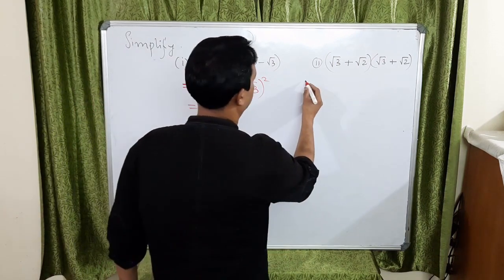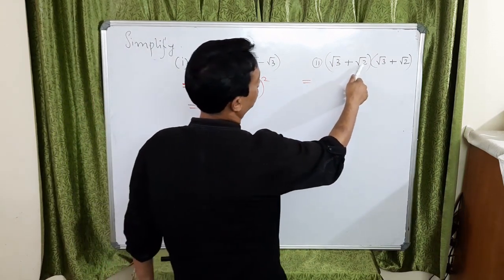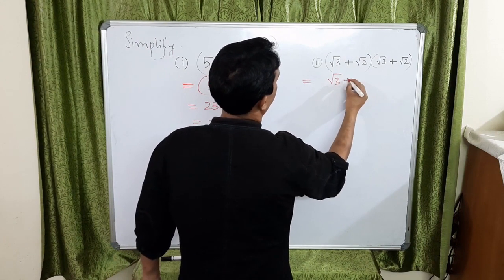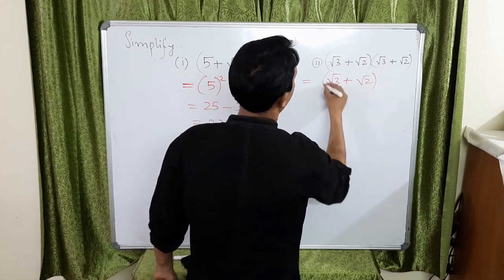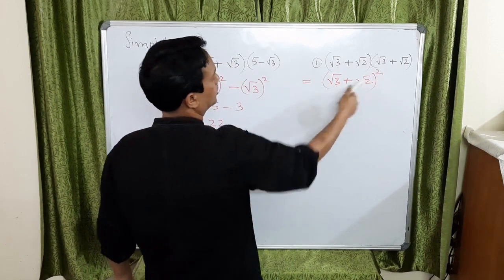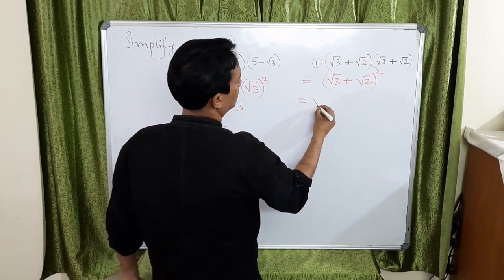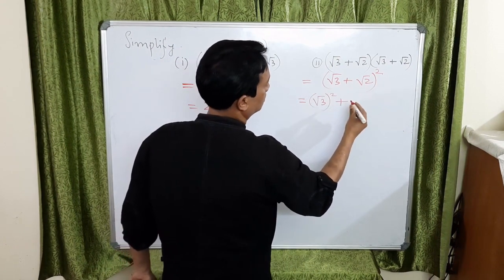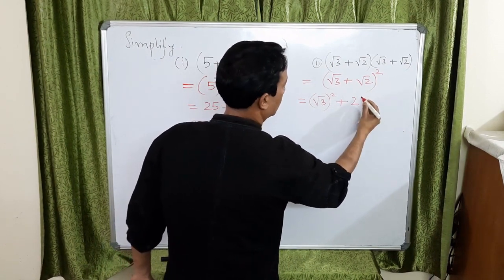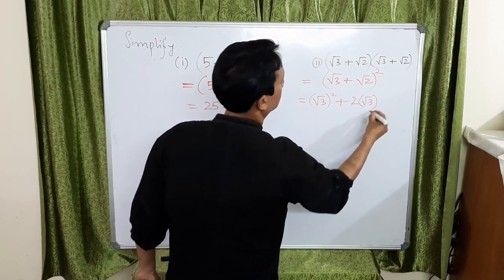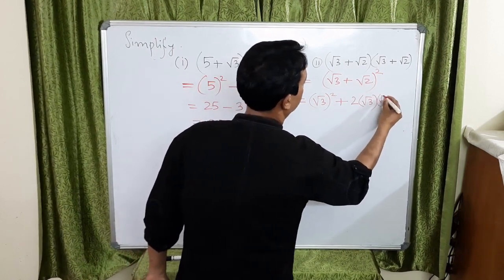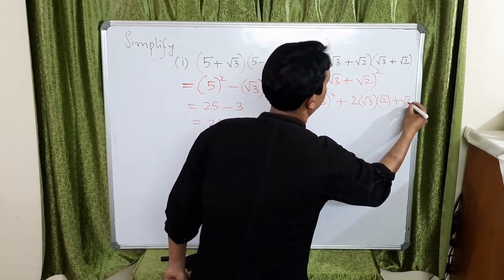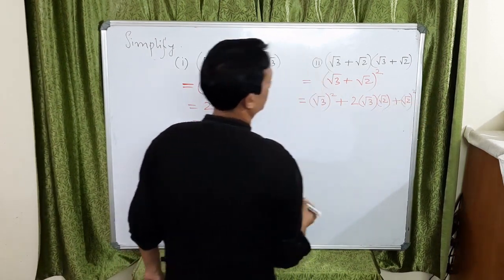If you look at this question, root 3 plus root 2, again root 3 plus root 2, we are multiplying the same thing twice. So when you multiply the same thing twice, we say whole thing square. Now, a plus b whole thing square formula. What is a plus b whole thing square? A square, the first one square, plus 2a, A is root 3, into b. What is b? B is root 2. Plus b square. B means root 2 here, so root 2 square.